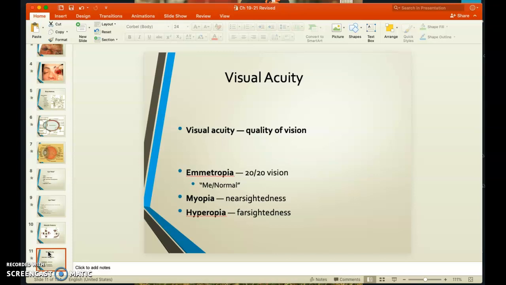Myopia is nearsightedness, meaning you can see things that are close to you. So you have near sight. You can see those things that are close. Hyperopia is farsightedness. You can see things that are far away. Myopia, much more common.